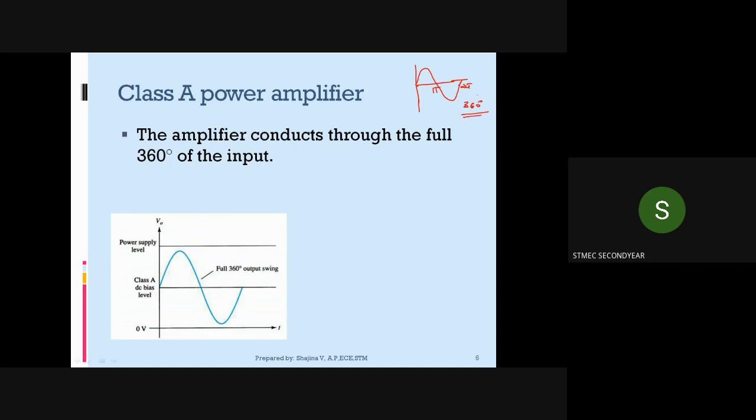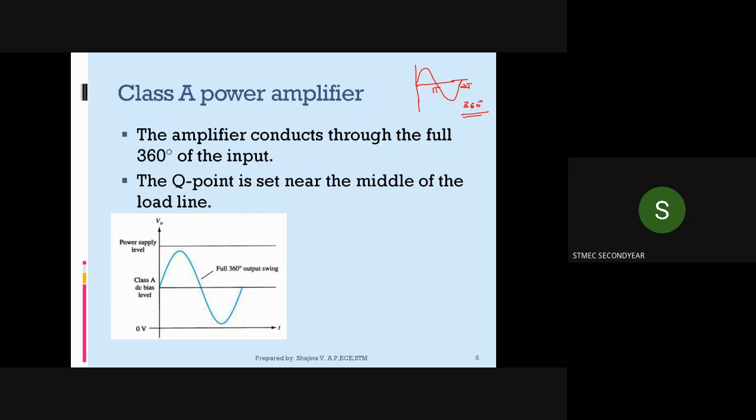So we can say the conduction angle of class A power amplifier is 360 degree, or we can say the amplifier conducts through the full 360 degree of input. Okay, so if you are applying an input like this, you will get the complete cycle at the output. That is the class A power amplifier. In order to get this output, our operating point, that is Q point, is set near the middle of the load line.